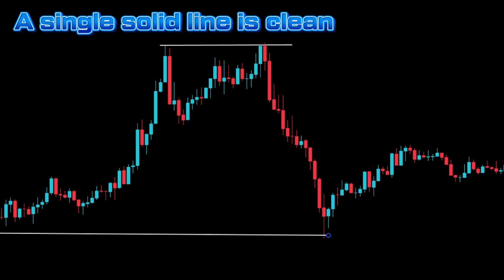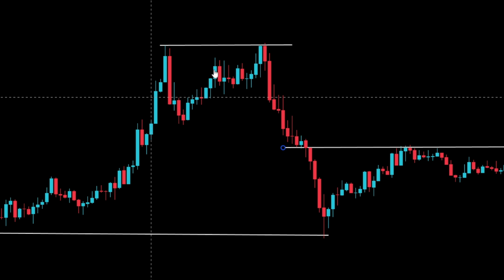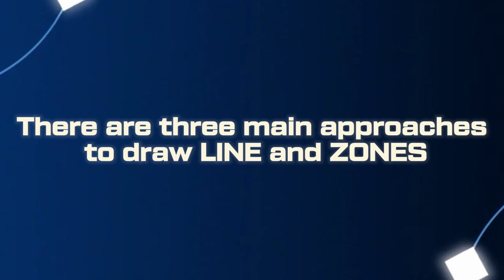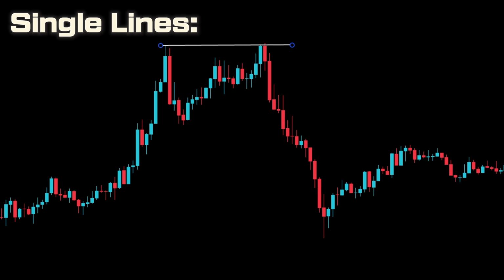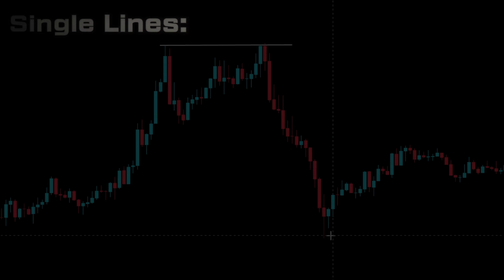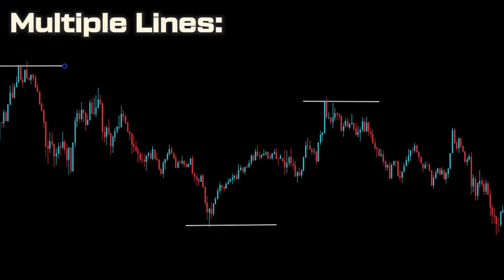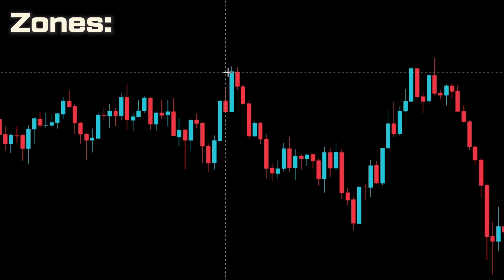A single solid line is clean, but price rarely stops at an exact pip. Multiple lines can get messy very quickly. There are 3 main approaches to draw lines and zones. Single lines, effective if all reversal points align precisely. Multiple lines, used to capture candle closes, though this can become cluttered. Our preferred method is using zones.